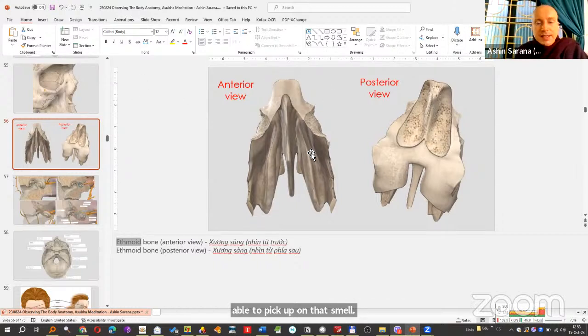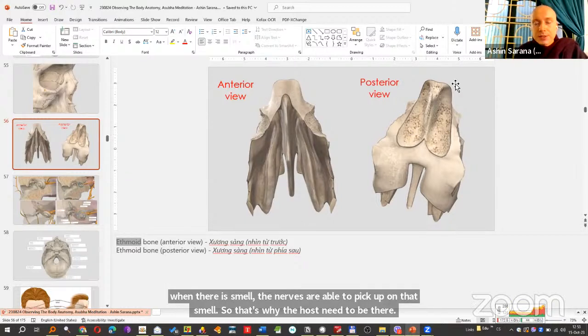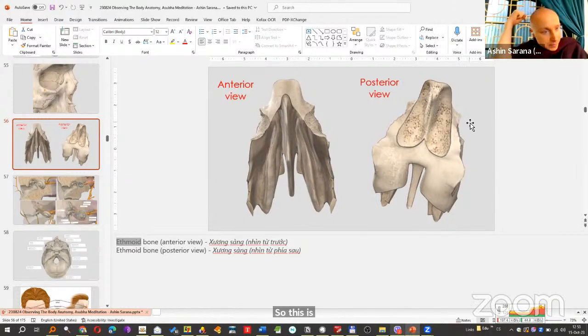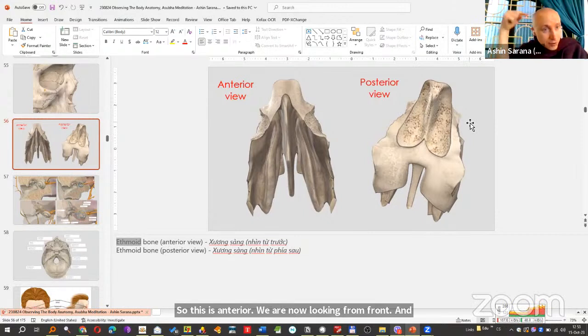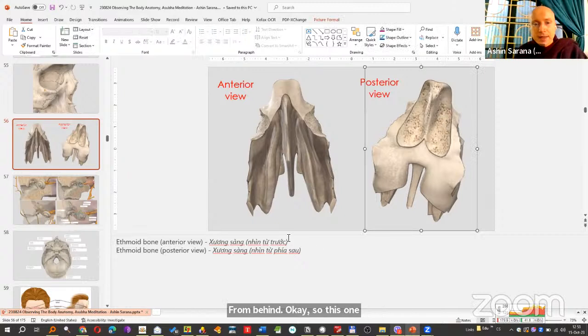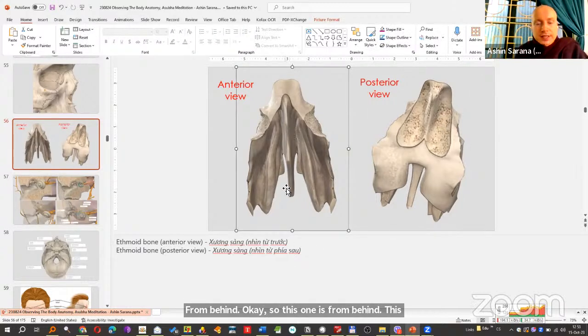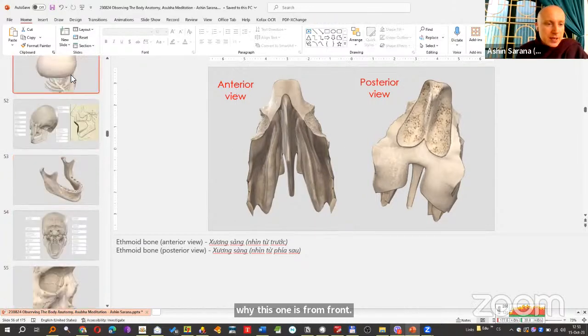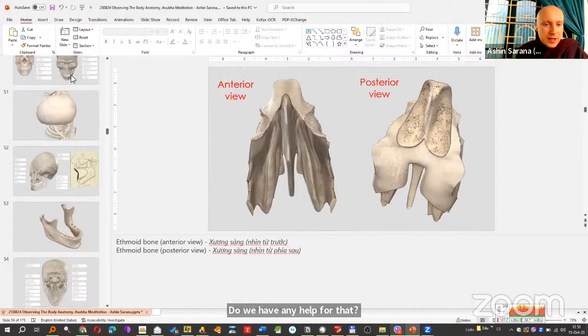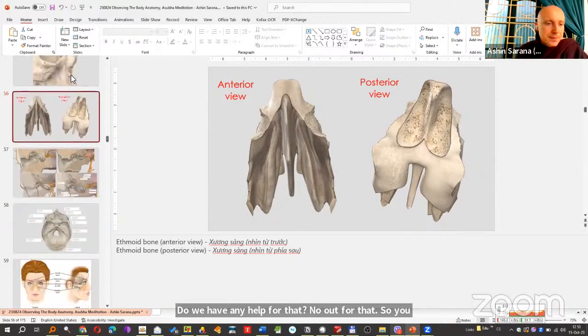So this is anterior. We are now looking from the front, and posterior means we are looking from inside the skull, from behind. So this one is from behind. This one is from the front. It's a little difficult to understand why this one is from the front. Do we have any help for that? No help for that. So you will have to believe.